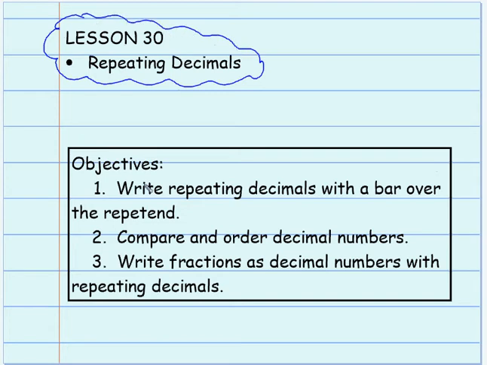Okay, so we're going to list the objectives. You do not need to write this. Do not write. But the objectives are, number 1, we're going to write repeating decimals with a bar over the repetend. And so by default we'll define repetend. Number 2, compare and order decimal numbers. And number 3, write fractions as decimal numbers with repeating decimals. So those are the things that you should be able to do at the end of this video.